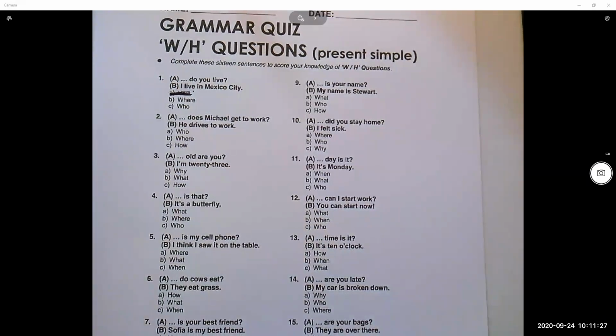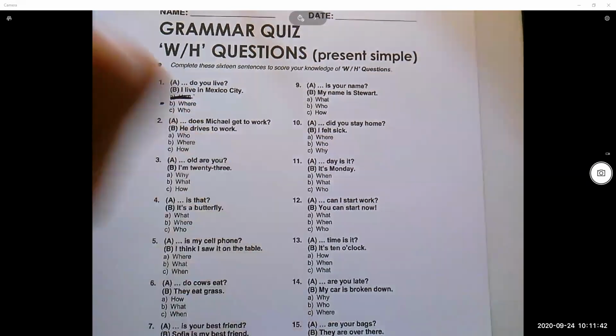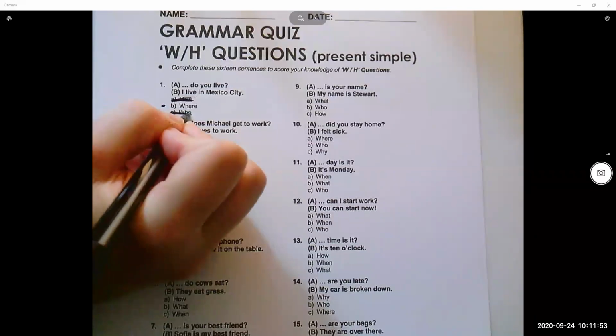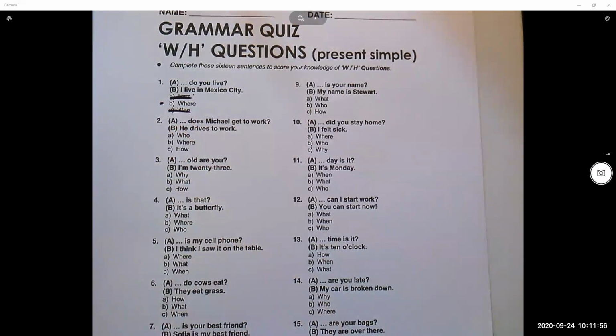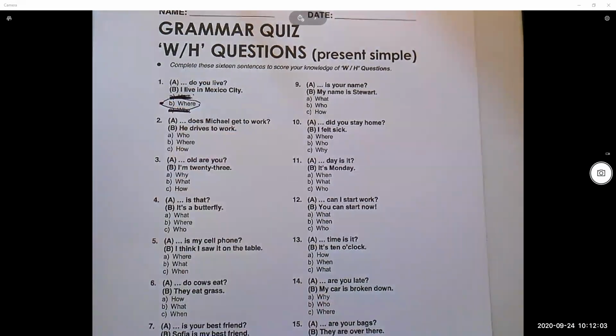Okay, my second one, where do you live? You know what? That sounds like it could be the question word that I'm looking for here. I'm going to put a little dot next to it to help me see that I think that's the answer. Who do you live? I live in Mexico City. That one doesn't really work there, so I can cross it out. And now I see that the one I thought was going to be the correct answer, letter B, is the one that I want to select.